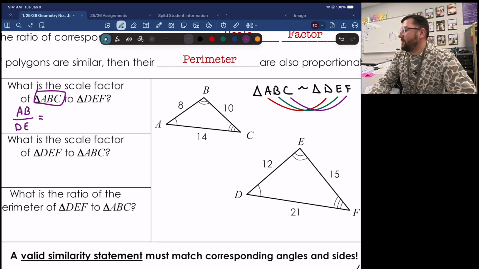And what's the distance between A and B? And what's the distance between D and E? Those reduce down by 4, each of them can be. 8 divided by 4 is 2. 12 divided by 4 is 3. And there is my scale factor.